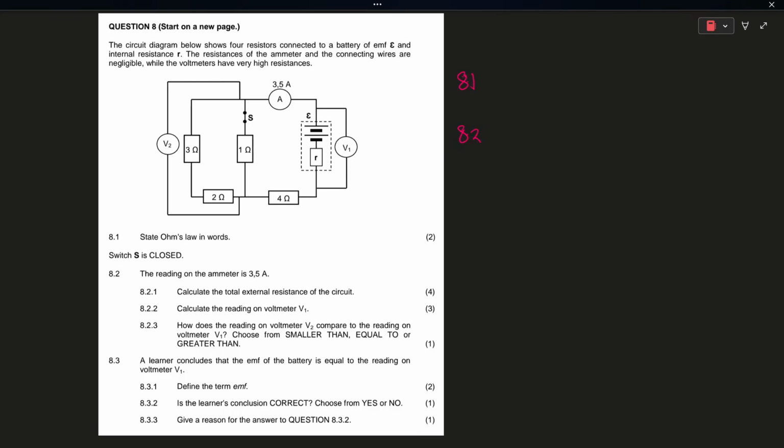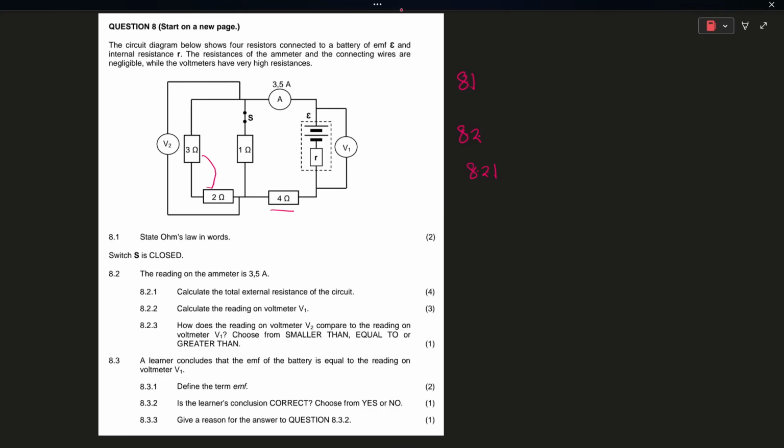Now let's answer 8.2. And then 8.2.1, switch S is closed. The reading on the ammeter is 3.5 ampere. And the question is calculate the total external resistance of the circuit. All right. So what is series? Current has one path to flow. What is parallel? Current has more than one path to flow. If you check, 3 and 2 are in series. But the sum of 3 and 2 is in parallel with 1. And then the answer is in series with 4.